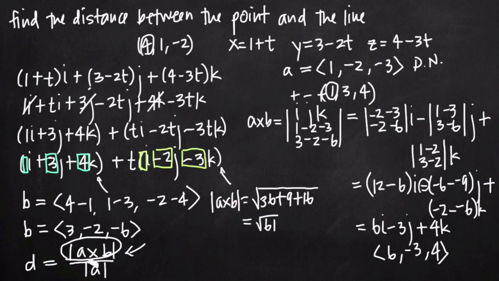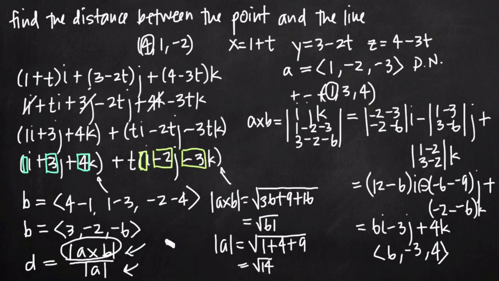Now all we need is the magnitude of a itself, and we already know how to do that. We take the square root of the squares of our component values, but now we need to do that just for the vector a. Remember, the vector a has component values 1, -2, -3. So to get the magnitude of a, we do the square root of the squares of each one of these. 1 squared is 1, plus -2 squared is 4, plus -3 squared is 9. When we add these together, we get the square root of 14. This is now going to become our denominator.